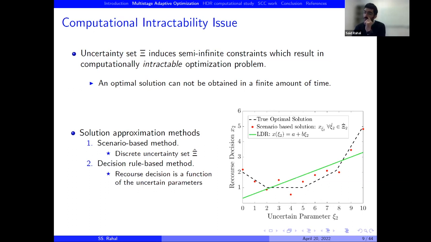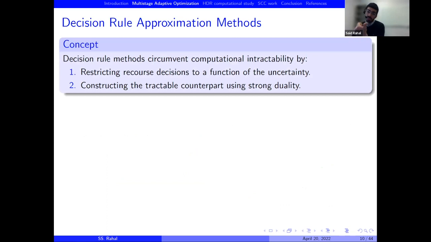Alternatively, what decision rule-based methods propose is that, okay, fine, we assume that the policy, the recourse decision, will follow a certain form or a certain dependence on the uncertainty. Here, let's say I assume it follows a linear decision rule. And by doing that, we restrict the recourse decision to a function of the uncertainty, and we use some tricks or some theory, some strong duality theory, to construct the tractable counterpart, or to circumvent or overcome this computational intractability.